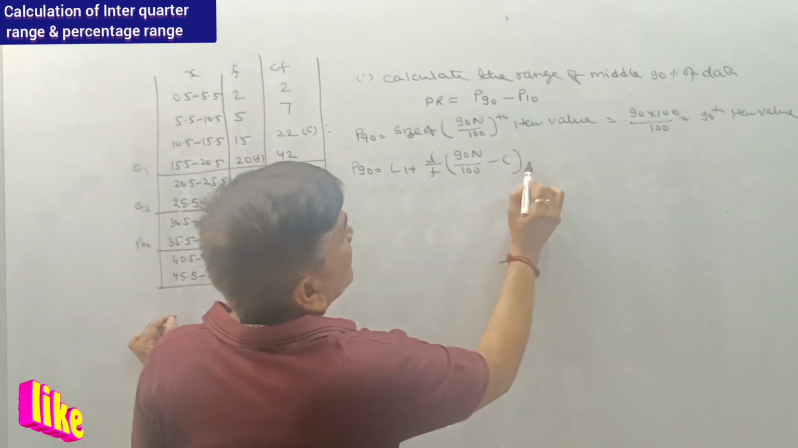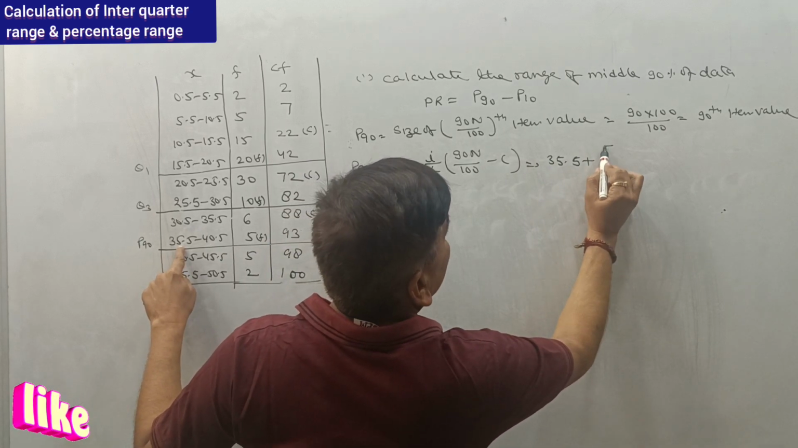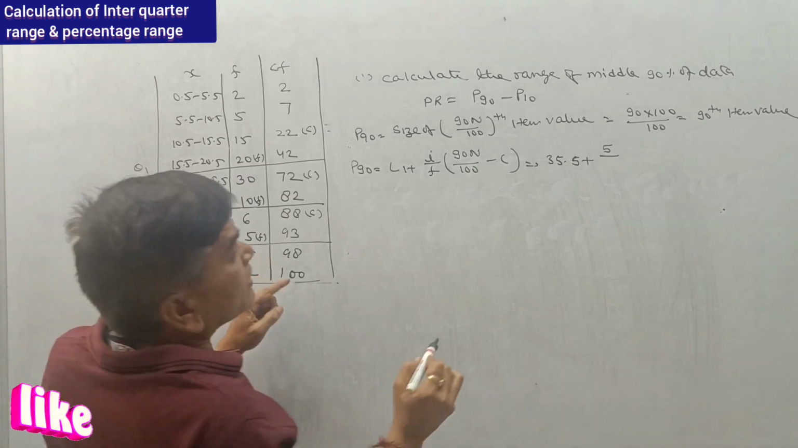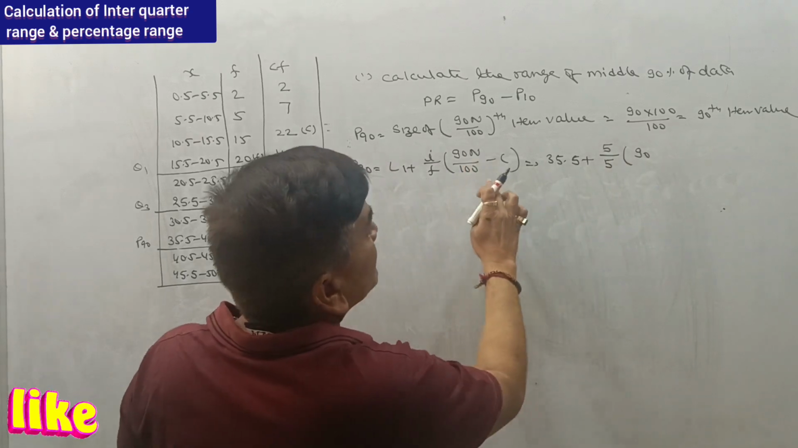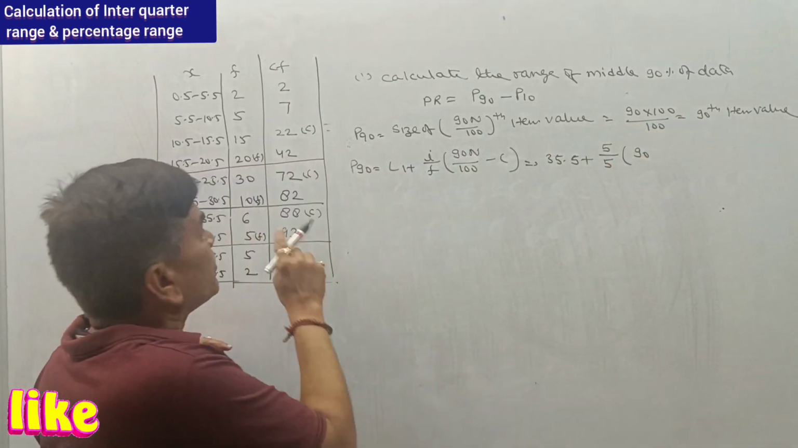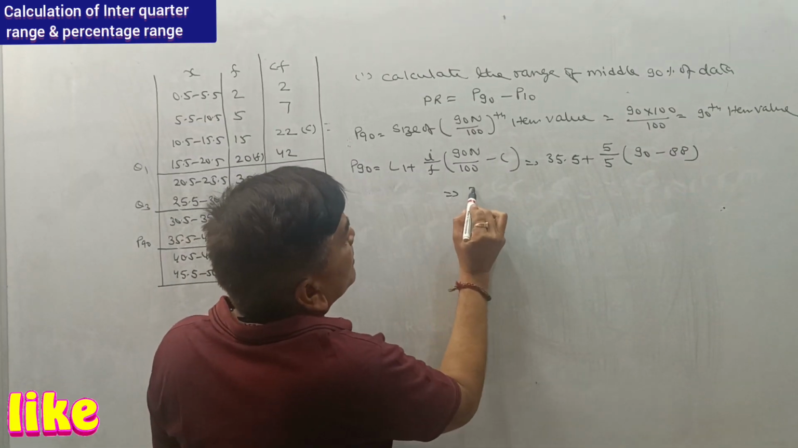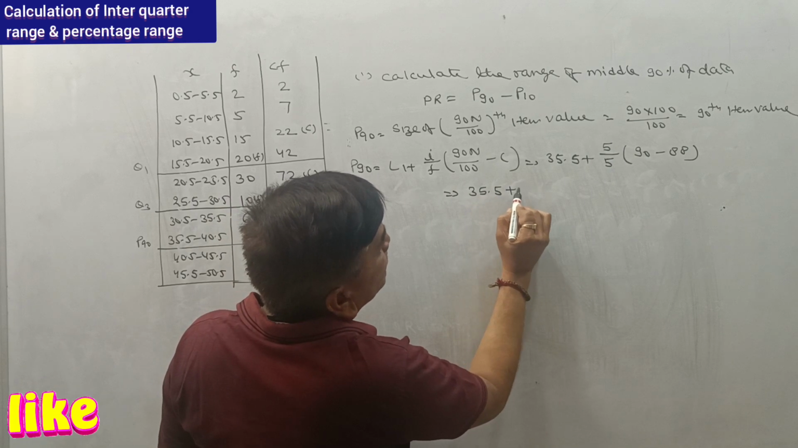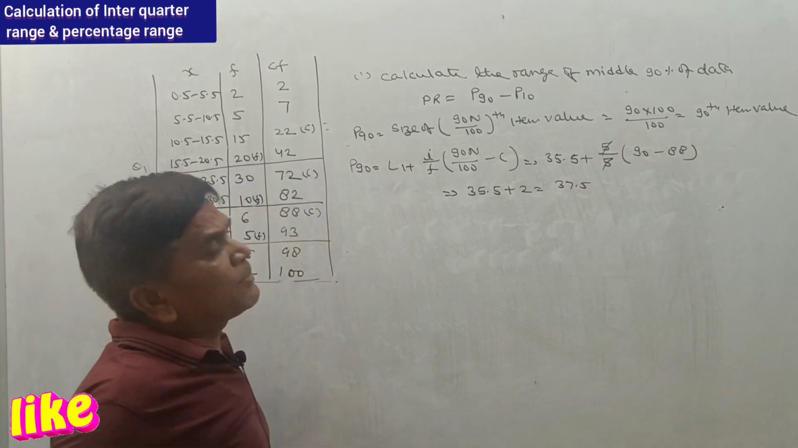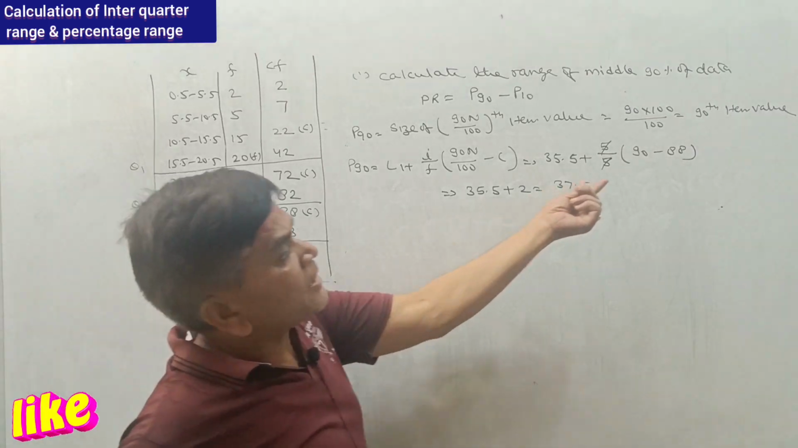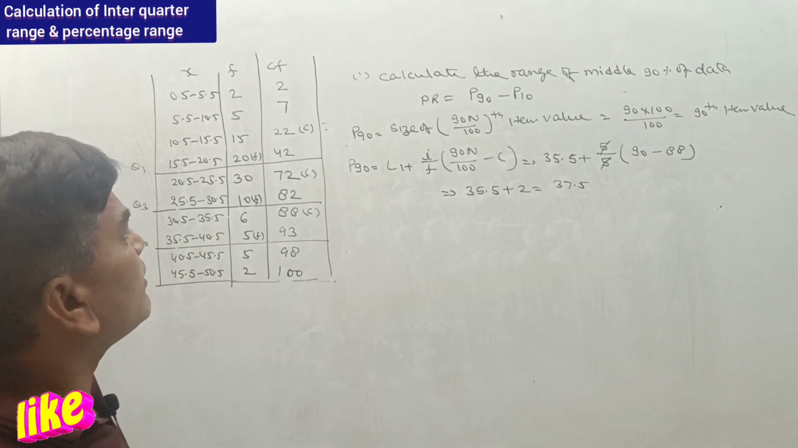So L1, the lower limit, is 35.5. I, the class interval, is 5. The frequency is also 5. Here 90n upon 100 is 90, and the pre-cumulative frequency is 88. So this value is equal to 35.5 plus 2, that is equal to 37.5. The 5 and 5 cancel. 90 minus 88 is 2. So the very first one, P90 is equal to 37.5.